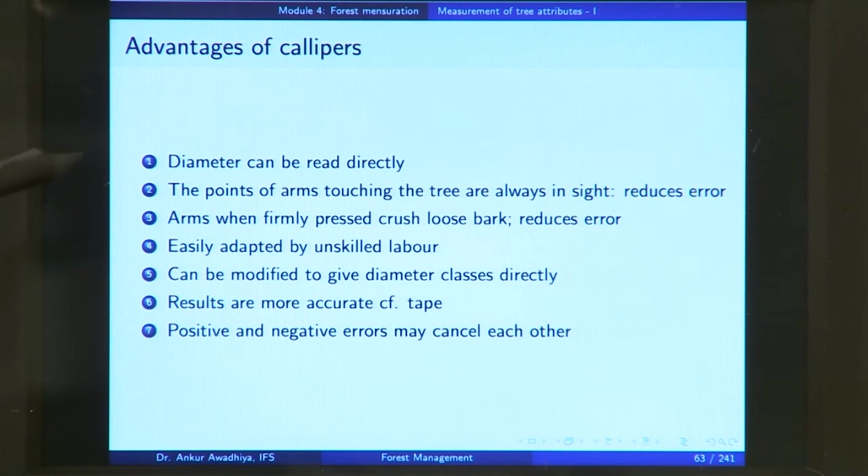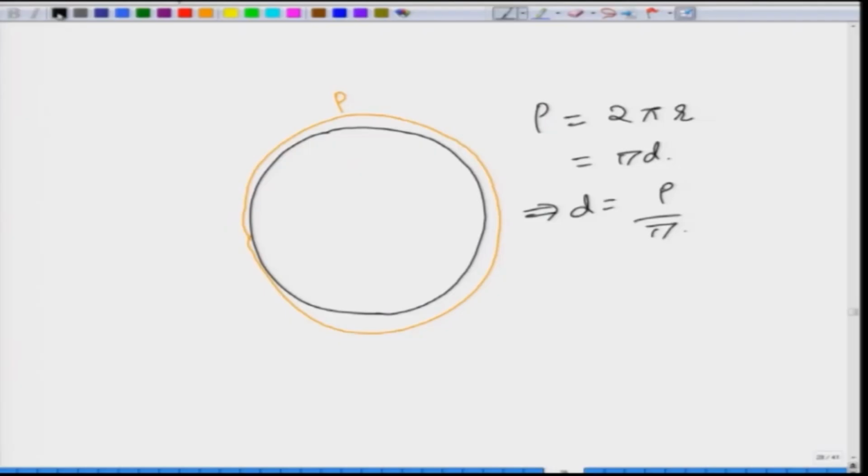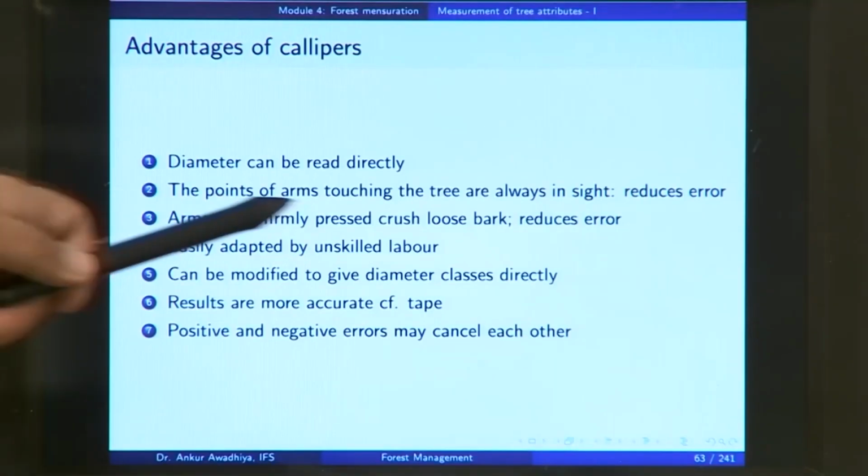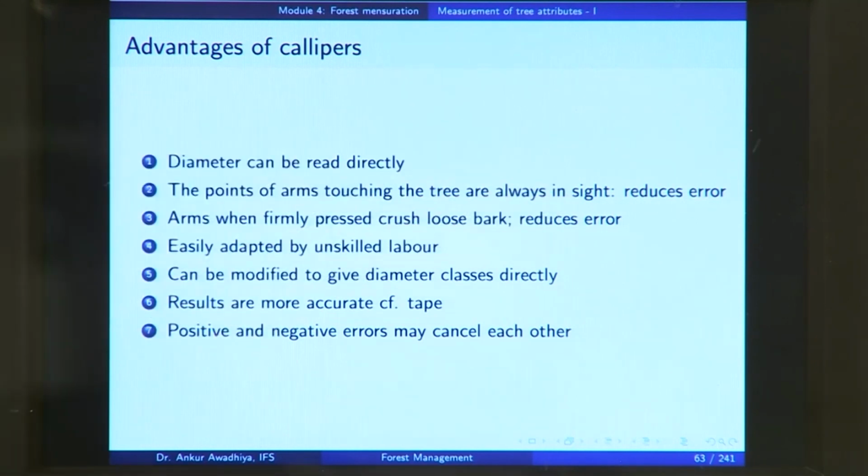Secondly, the points of arms touching the tree are always in sight, which reduces error. What we mean here is that in the case of your tape, it is possible that this region had a protuberance, and when you were measuring it with a tape, you were not able to see that. But in the case of calipers, the points of the arms that are touching the tree are always in sight. So, you can always move your instrument to ensure that you are not putting your instrument at a location where you have a creeper or where you have a protuberance.